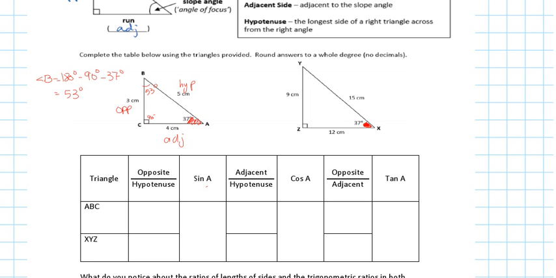All right, so where's the hypotenuse? XY. And where's the opposite? This is YZ. And then the adjacent is XZ.